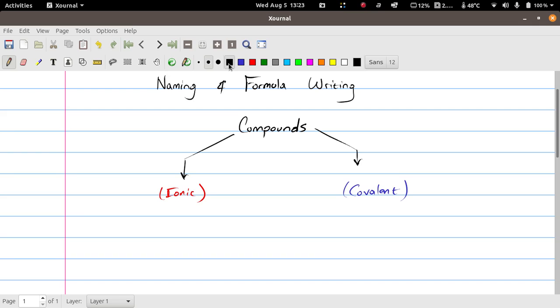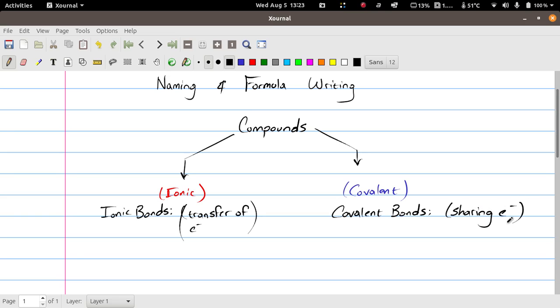Okay, so remember, ionic bonds are transfer of electrons. And then covalent bonds is sharing electrons. So just a quick recap of that.